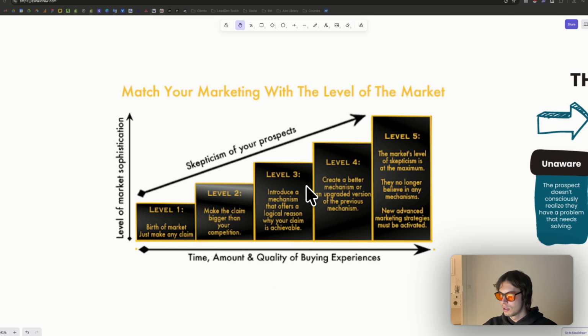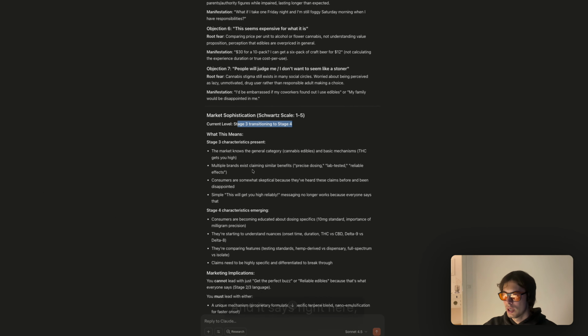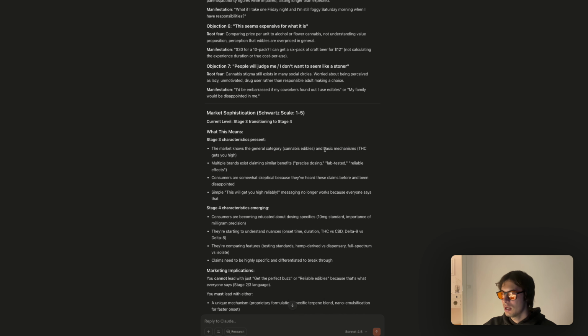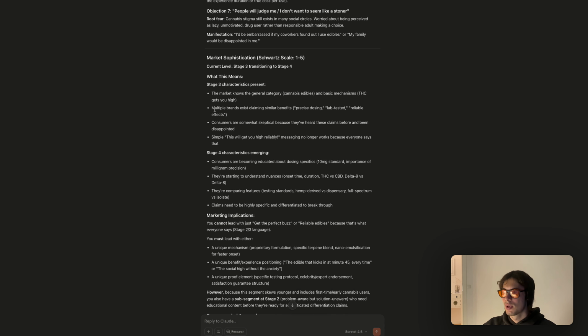It's right here, right? So introducing a new mechanism, which is the Delta-8 THC gummy, or an upgraded mechanism to the Delta-9 THC gummy if they already tried it in the past but it didn't work for them, essentially. And it says right here, the market knows the general category, cannabis, and the basic mechanism, THC. But they didn't try the THC gummy D9, which is the new mechanism. Multiple brands exist.